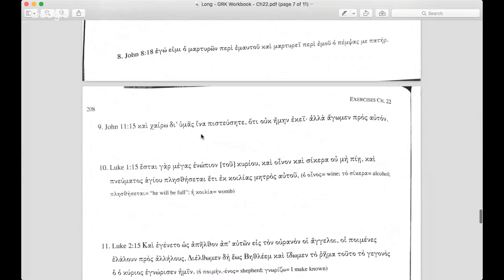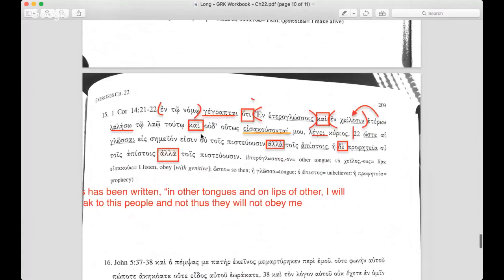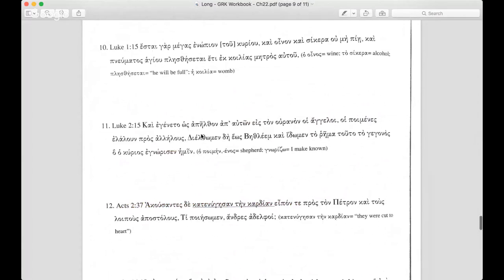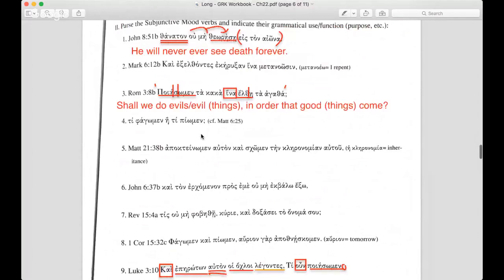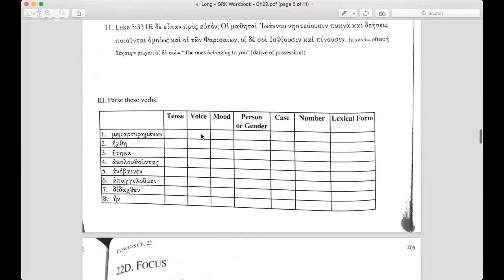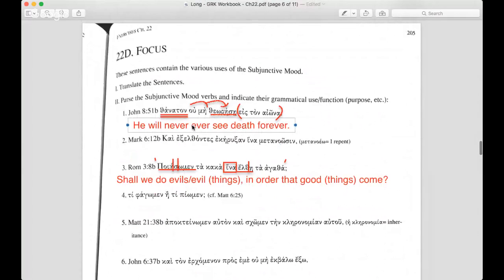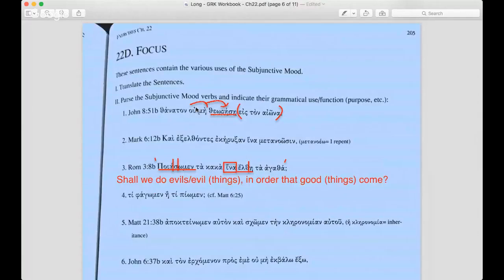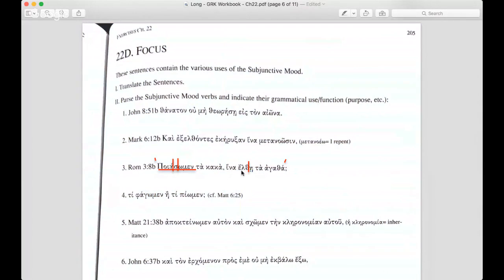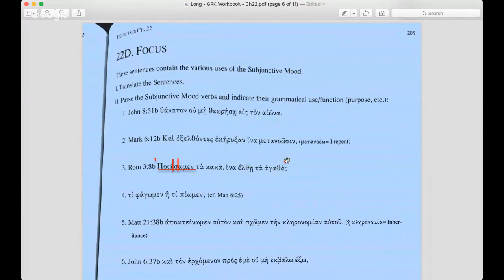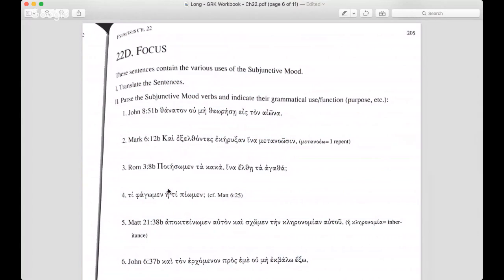Oh, that's funny. Long did not provide any parsing charts for just subjunctive. Well, so much for that. I had a good idea. We'll just delete some of these and we'll dive into these. Okay. Let's jump on in.